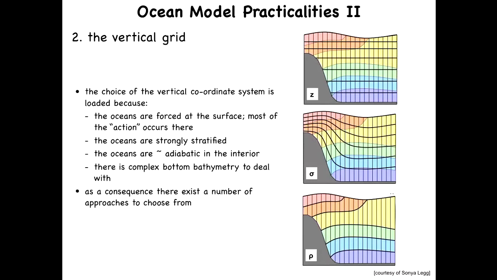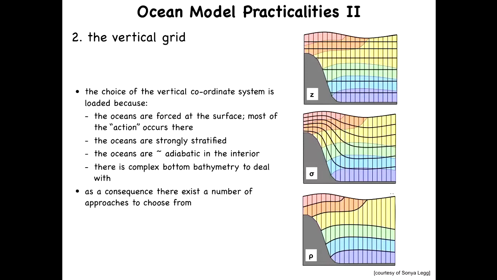Another strategy, instead of having fixed levels, is to allow your levels to vary, okay? And in this case, I'm showing an example where the grid is following isopycnals. So that's pretty much means it's following these isopycnals right through the ocean interior. And this is a huge advantage because it means that you can get this horizontal movement along isopycnals for free, and you don't have any of the problems that these grids give you, okay?